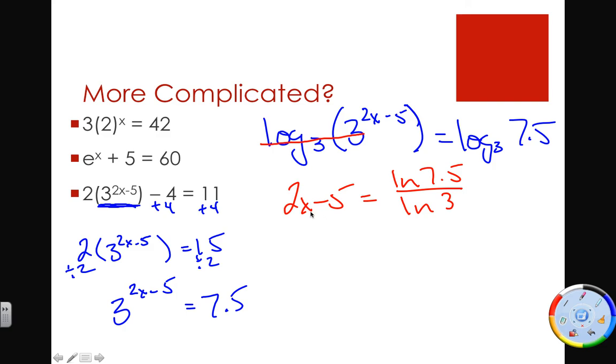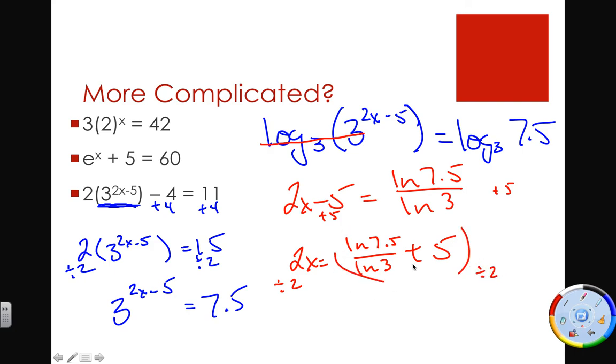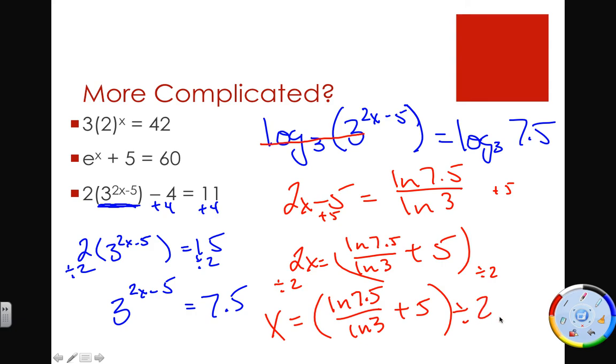So in order to get x by itself, you've got to remember that we're trying to solve for x, I'm going to add 5. And I have to add 5 outside the fraction. All right, so 2x equals ln of 7.5 over ln of 3 plus 5. And then I'm going to divide by 2. And I have to divide the entire thing by 2, by the way. So I'm going to get x equals, and I'm going to write it like this just to not confuse too many people here, because this is actually how I'm going to write this into the calculator.